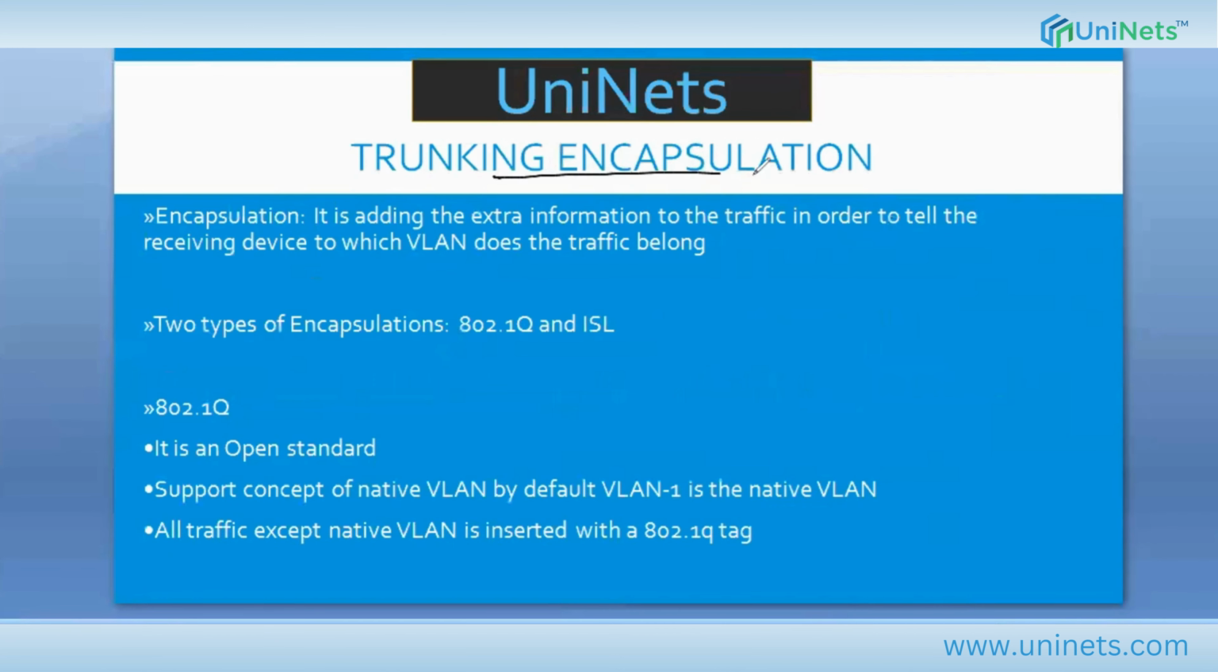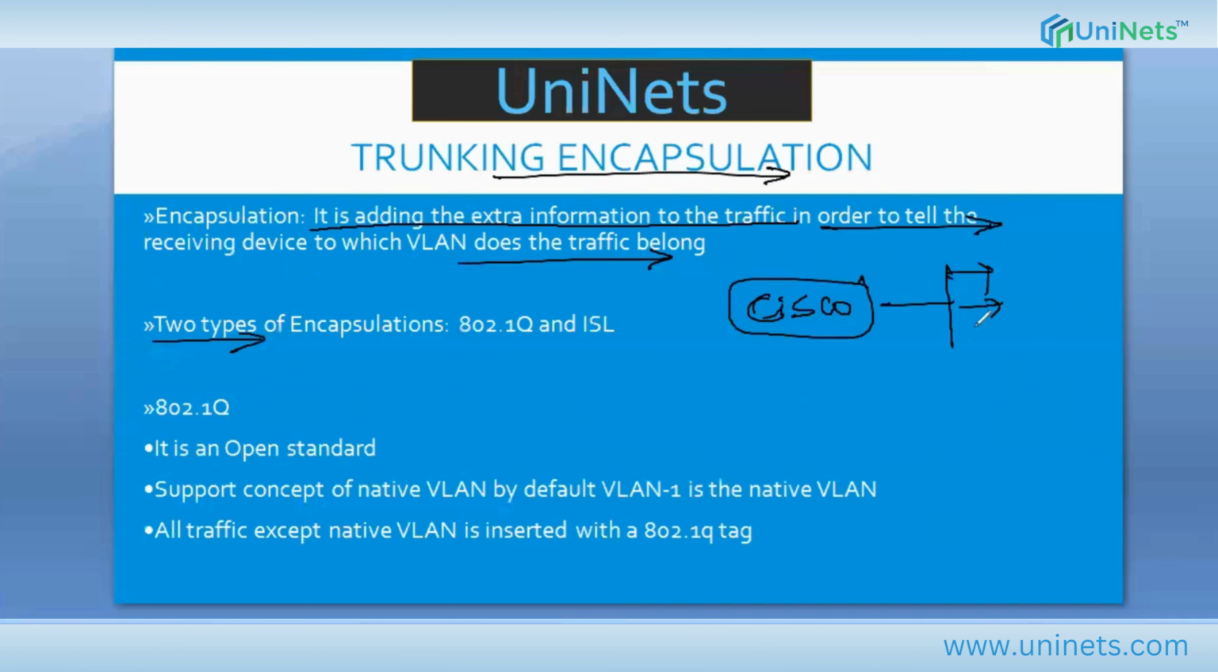So trunking encapsulation. Encapsulation is adding extra information to the traffic in order to tell the other end switch or receiving device to which VLAN this traffic belongs. And in how many ways can we do this? There are two types of encapsulations as of Cisco. If you're going for other vendors, there can be their own proprietary and other encapsulations. But as of Cisco, there are two, right?